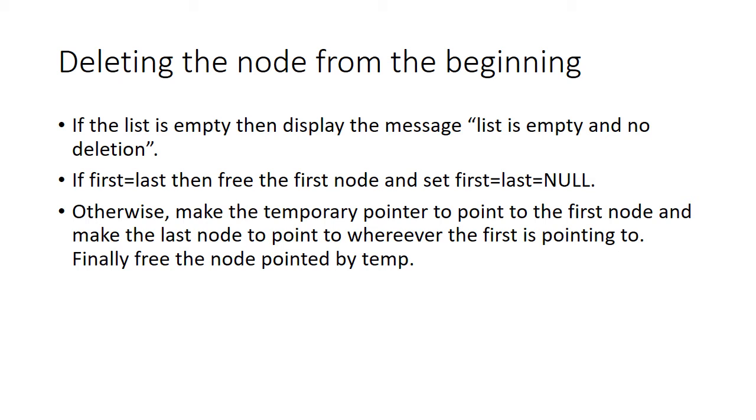That is, initially I have a list of nodes. The very first node I called first, I renamed it as temp, and I advanced first to the next node. I made the last pointer point to the new first, and for temp, I will deallocate the memory. This is the way of deleting the node from the beginning.